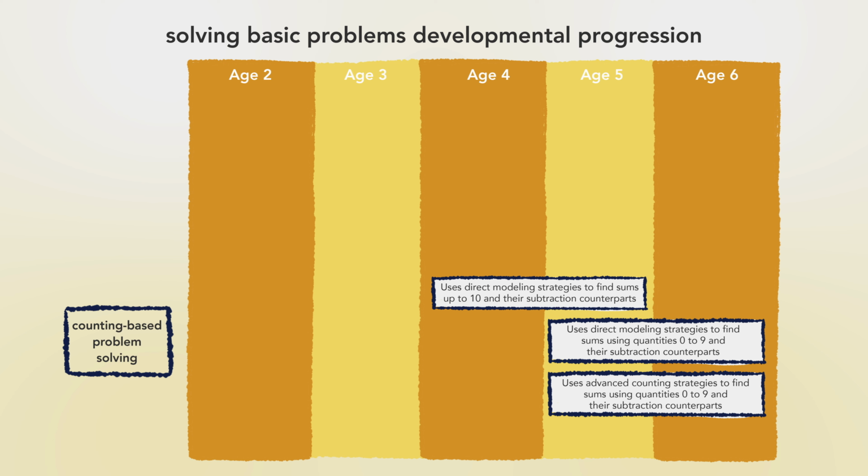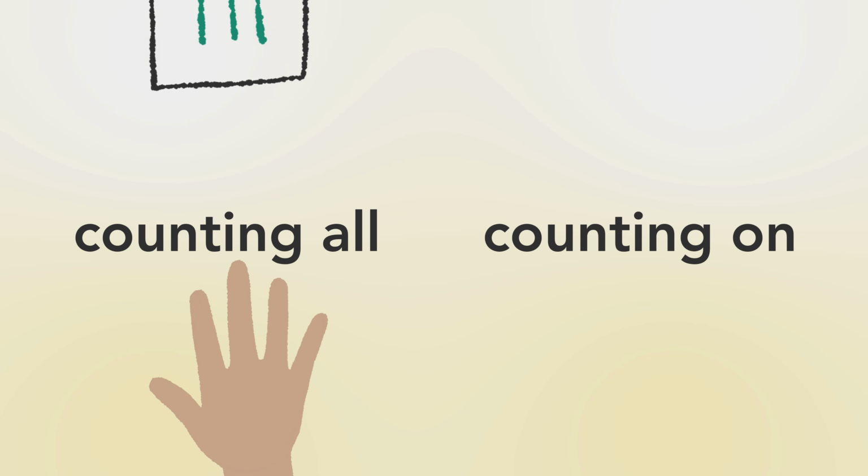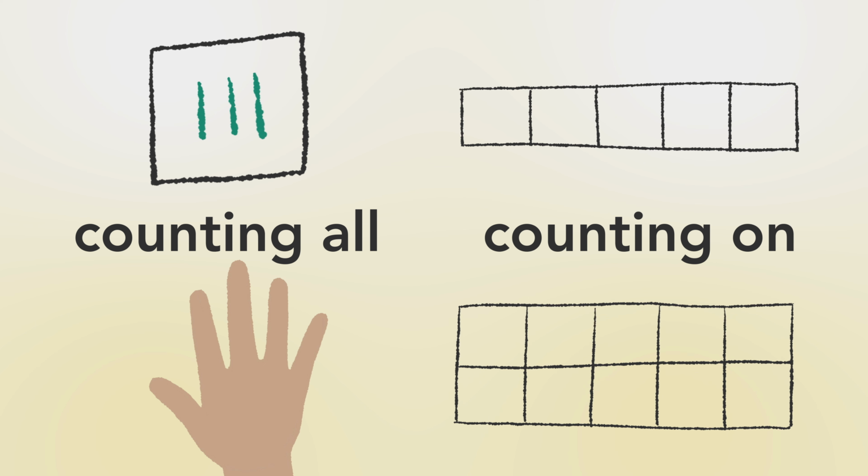For this reason, the developmental progression does not particularly distinguish between counting on and counting all. Instead, the counting-based problem-solving band is about both kinds of direct modeling and provides information about when children are ready to work with different set sizes. Whether they are counting all or counting on, using fingers, drawing, and 5 and 10 frames will help children focus on what is happening with the quantities as they combine and separate.